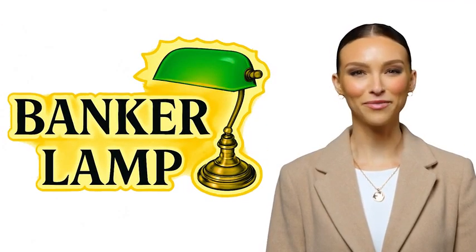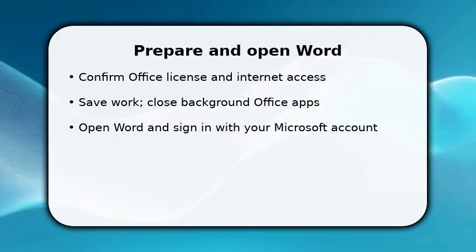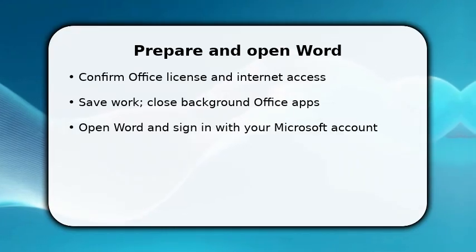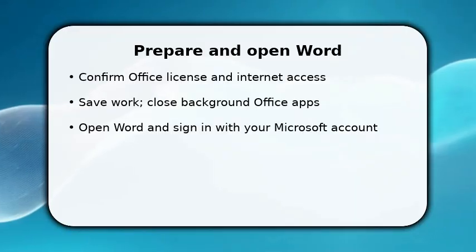You start by confirming your Office license and ensuring internet access. This lets updates download. Once ready, save any open documents and close other Office apps to prevent conflicts. Open Microsoft Word and sign in with the Microsoft account tied to your subscription so updates apply correctly. These steps reduce errors and make the update visible to your profile.